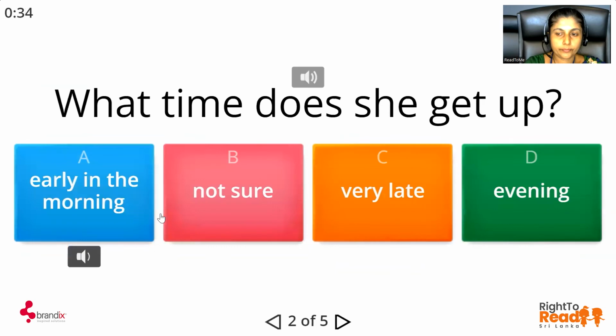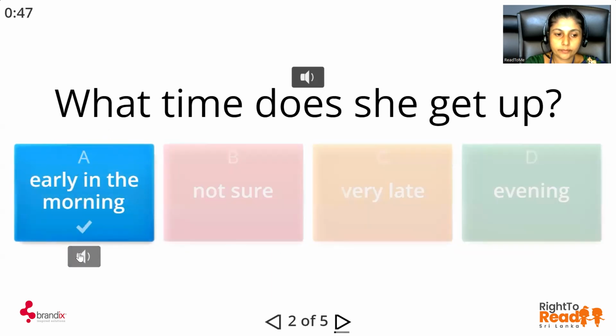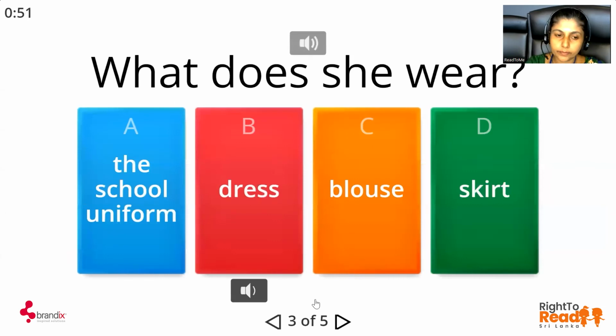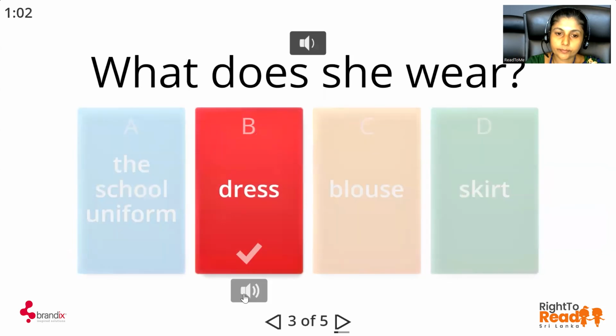What time does she get up? Early in the morning? Very late? Evening? What is the answer? Yes. Early in the morning. What does she wear? The school uniform, dress, blouse, skirt. What is the answer? Dress.